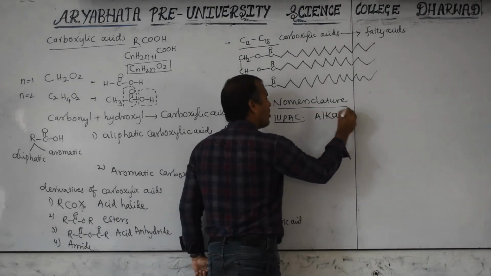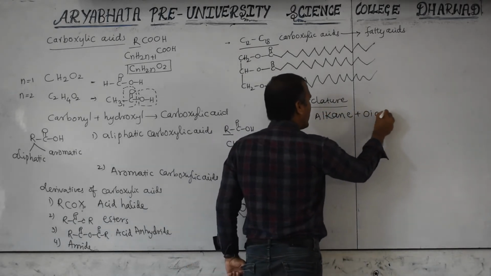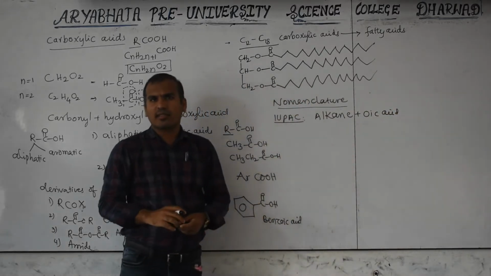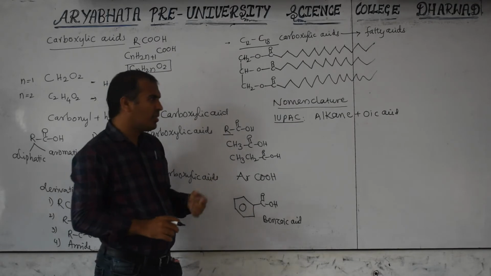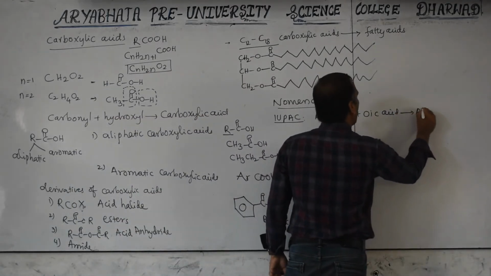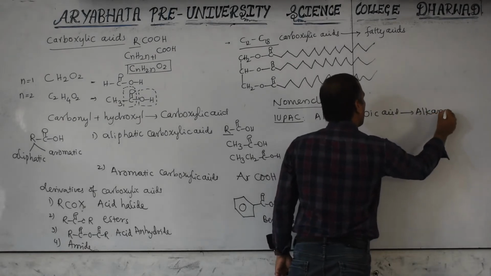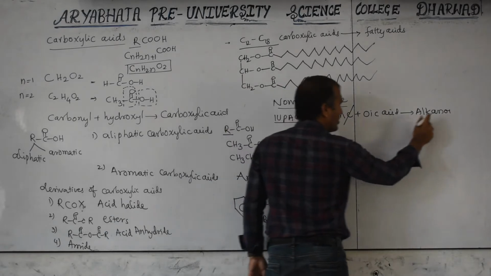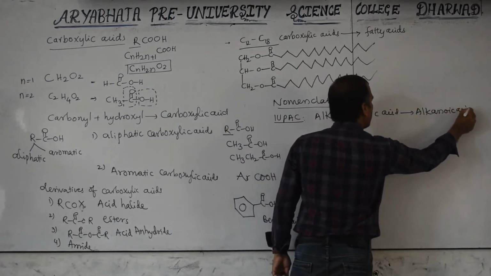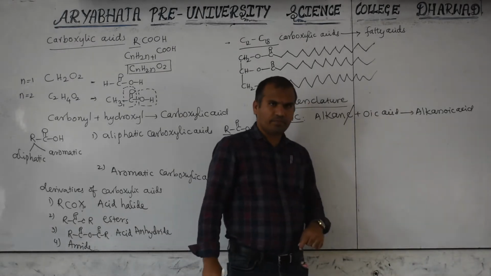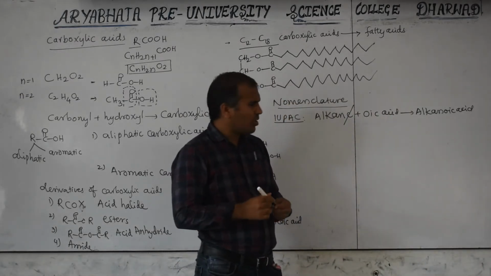alkane plus oic acid, because the carboxylic acid suffix is oic acid. Then here remove the E from the alkane and write the remaining, alkanoic. Here, alkane, the E is removed, remaining oic acid. This is the IUPAC name. The remaining rules are applicable, not always this one.